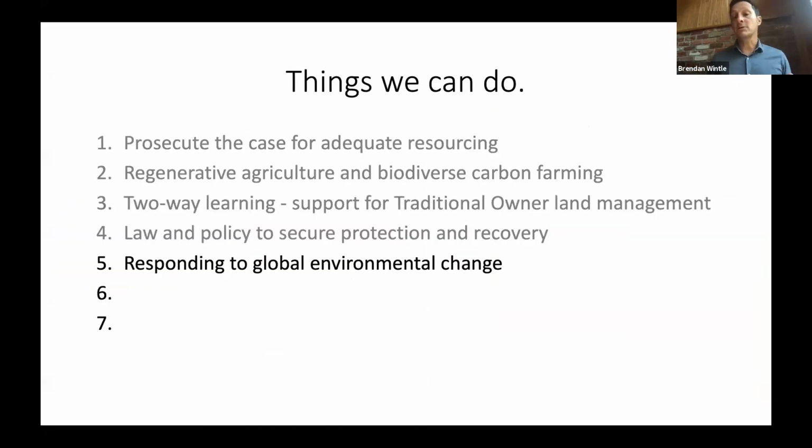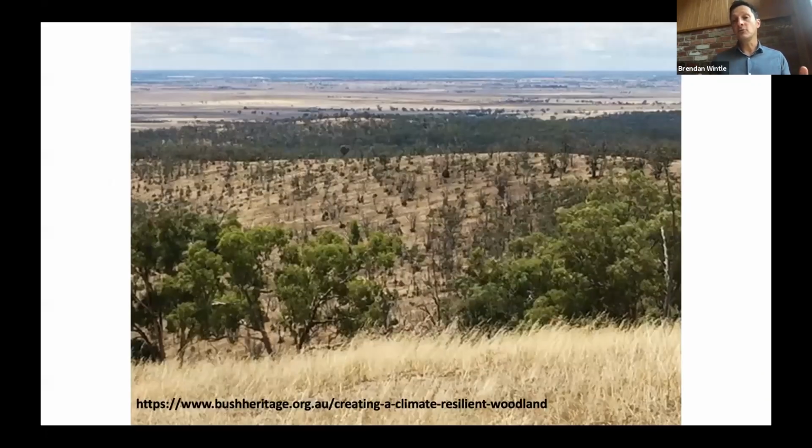We need to respond to global environmental change. We need to be flexible and agile. We can't just cling on to what's where and what's working. So here at Nadu Hills, this is a Bush Heritage site that's seen, I think, one of the best climate adaptation projects that I know of.